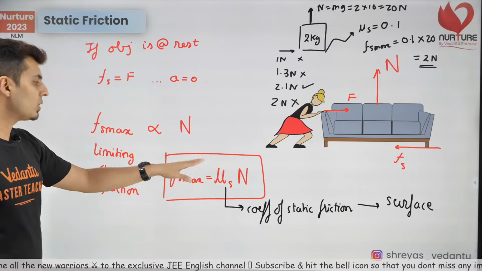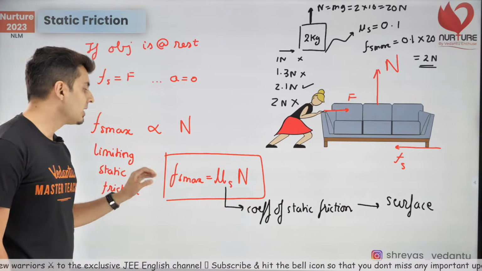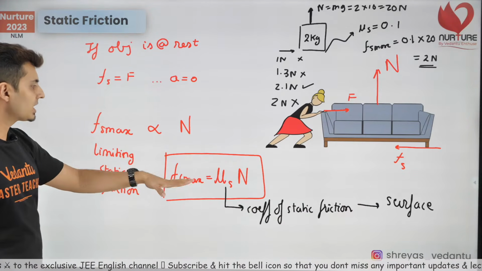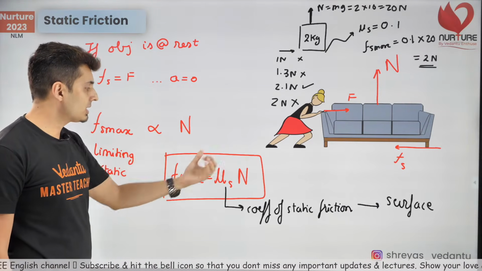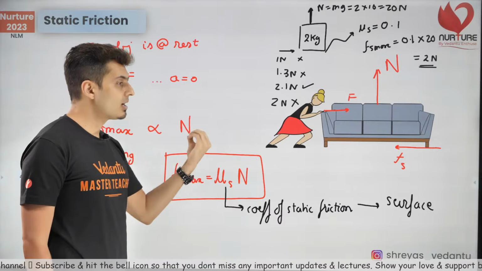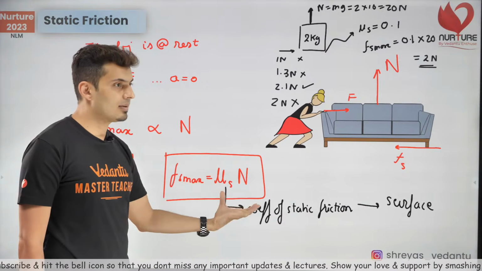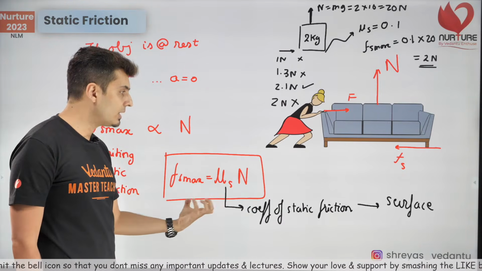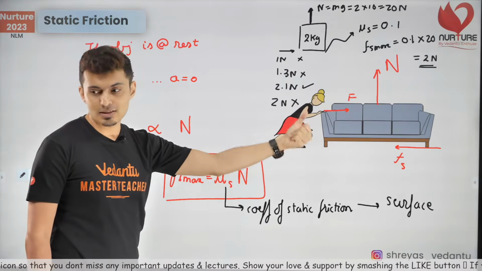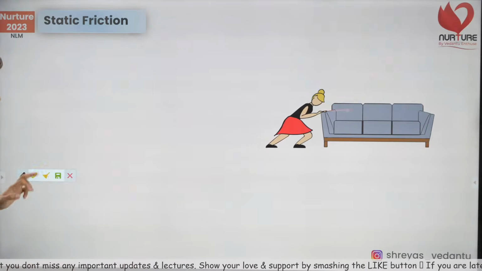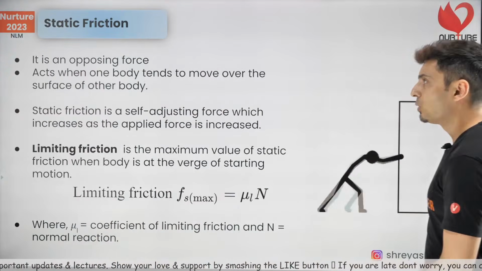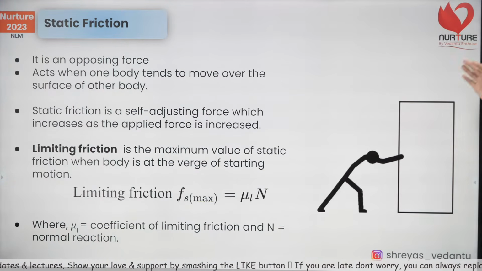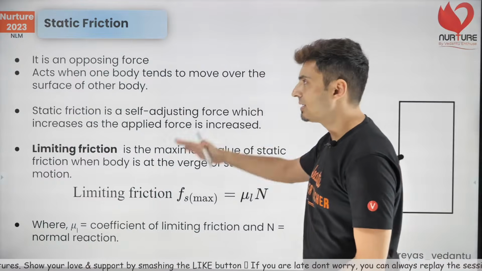So, mu s is called the coefficient of static friction. This is the maximum value of the friction which can be borne by the surfaces, and if the force applied externally exceeds this limiting value, then the object begins to slide. Great. So all of this is mentioned in the PDF notes, so that when you download this PDF, you will have all these pointers.